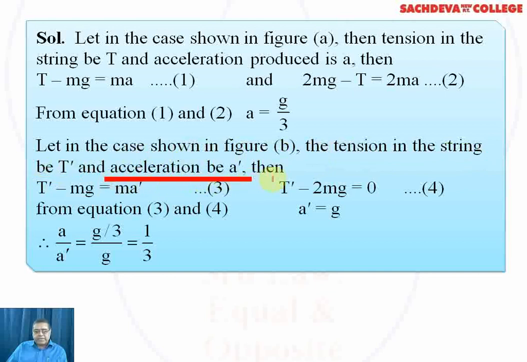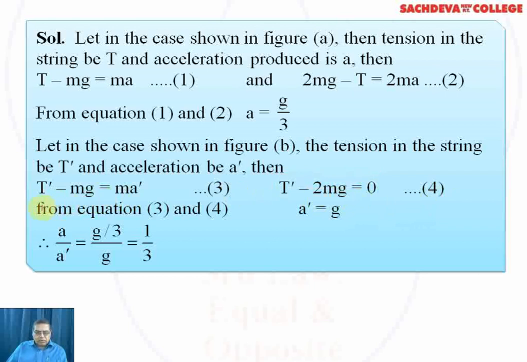and the acceleration of the masses is a dash. Then T dash minus mg will be equal to m a dash. So here we have slightly changed the notation. We have written T dash and a dash. We formed equation number 3, and we can now write T dash minus 2mg must be 0. T dash minus 2mg will be 0. That is equation number 4.